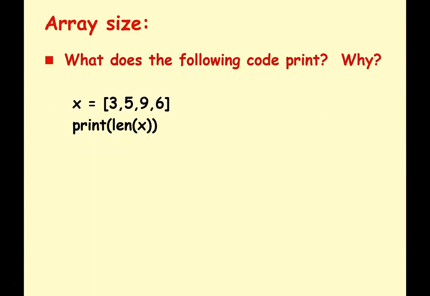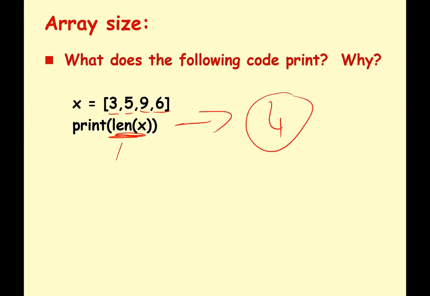Let's look at array size as well. We often want to know what the size of an array is, how many items are in our list. So x equals 3596, print len, and then in brackets we've got the x. So what is this code going to do? Well, it's about the size. If we run this, it's going to print 4 on screen because there are 4 items. 1, 2, 3, 4. 4 items in our list.